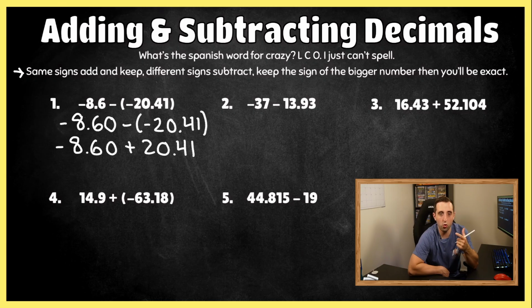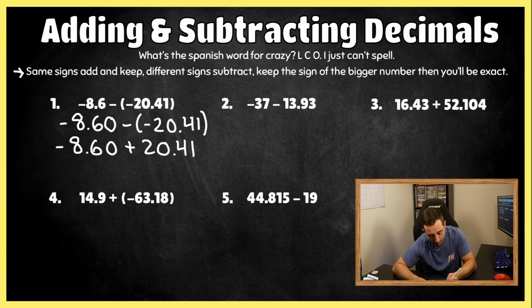So we're going to use this rule whenever we're working with an addition problem. So we have different signs here. 20.41 is positive, 8.60 is negative. So we're going to follow different signs subtract. So we're going to take the larger one and write that first.